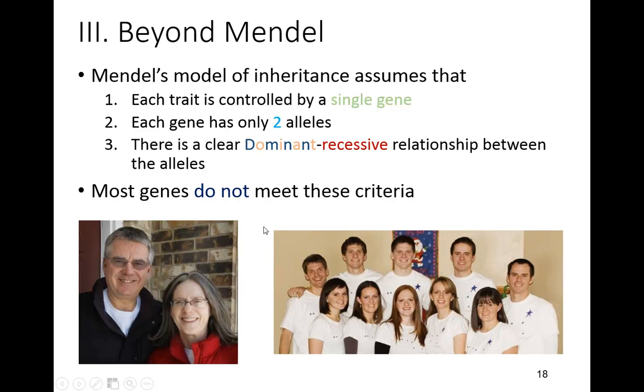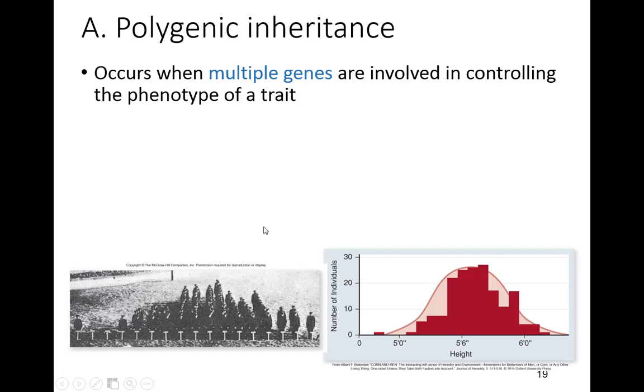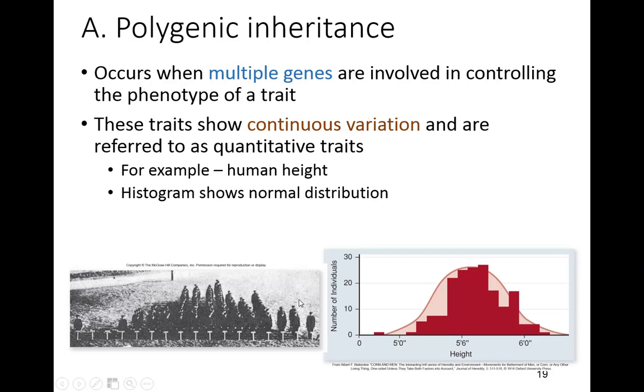So there's some other things going on, including one called polygenic inheritance, where you have multiple genes involved in controlling one trait. These traits show continuous variation, or what's also called a normal curve. An example of that is height in humans. We aren't either tall or short. We can be a variation between the two. And if you look at the heights of my brothers and sisters, we have variation in our height as well.